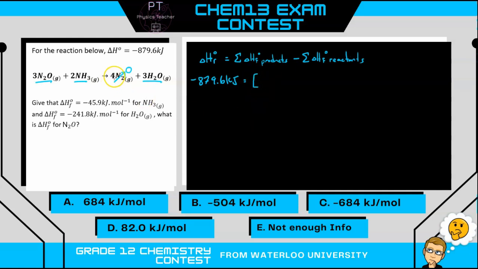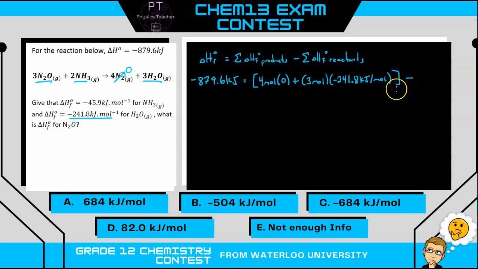First we have 4 moles of nitrogen, but nitrogen is 0. The enthalpy of formation for any element just on its own is 0. So that's 4 moles times 0, which is just 0. Then we're doing the sum of all of them. So water, we have 3 moles of water times its enthalpy of formation, which is given as minus 241.8 kilojoules per mole.